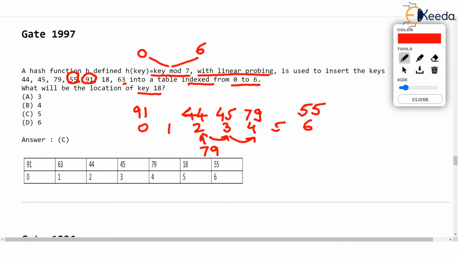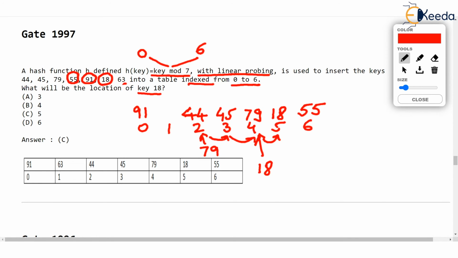The 0th location is empty, so there isn't any collision. Now let's see 18. If you divide 18 by 7, 7 twos are 14, and the remainder is 4. So actually 18 should go at the 4th location. But the 4th location is full. So you use linear probing and go to the next location, and luckily you get it empty. So you will store 18 at the 5th location.